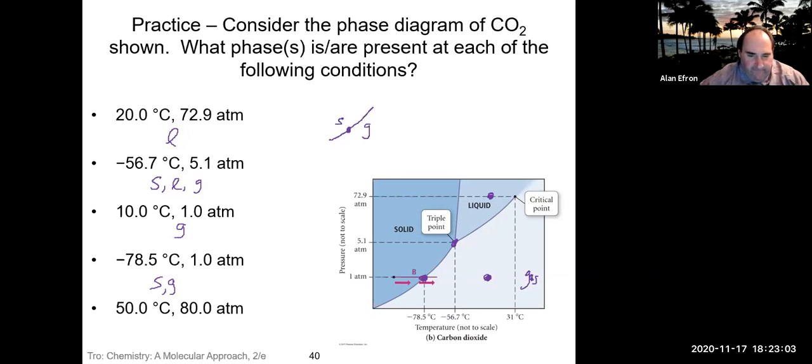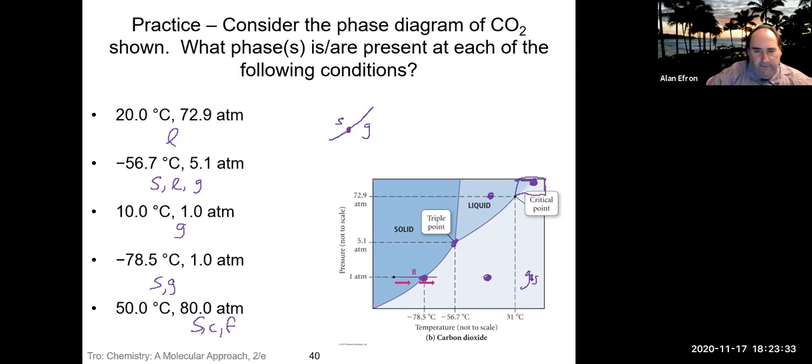And lastly, we have 50 degrees Celsius and 80 atmospheres. So 50 degrees Celsius is way past here, and 80 atmospheres is way up here. So we would probably be in that supercritical fluid over here. Again, that's something that has a density of a liquid but flows like a gas. Any questions on how to identify it?